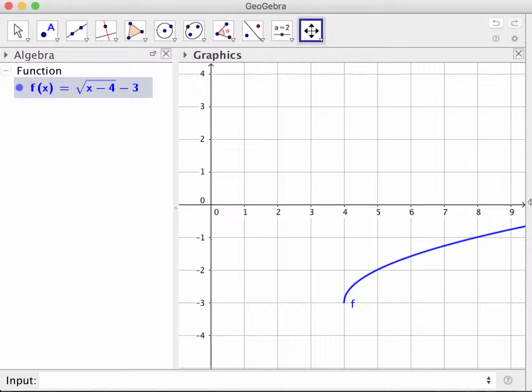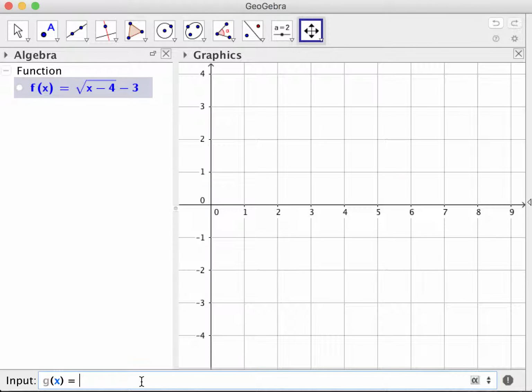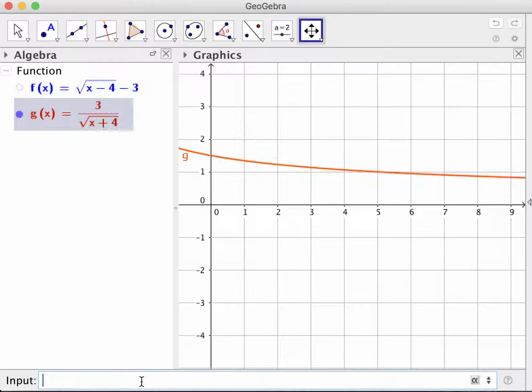Tama? Okay. Now for the second function, we have g of x. Maybe we can just i-hide muna natin to. G of x equals ano yun? 3 over square root of x plus 4. Okay? Tama, no? Ito yung kulay orange.